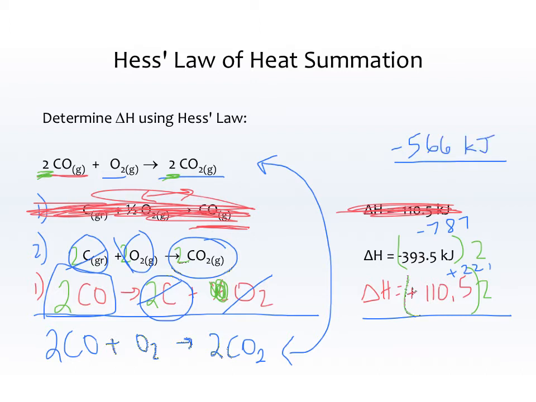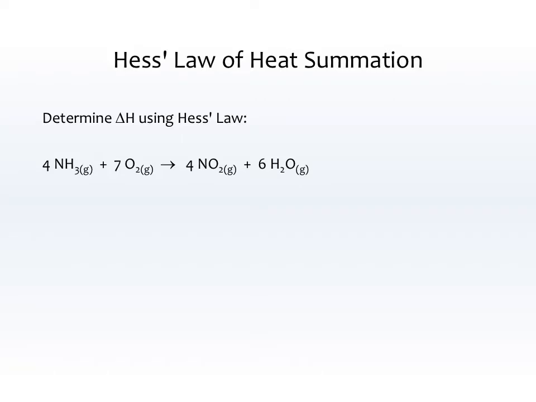Let's try another. In this problem, there are no reactions given, but Hess's law of heat summation says we're summing up reactions in a series of steps to give the overall. So we're going to make our own formation reactions. So, for example, I can see in this equation NO2 is going to need to be formed. So I'm going to make NO2 as a product.